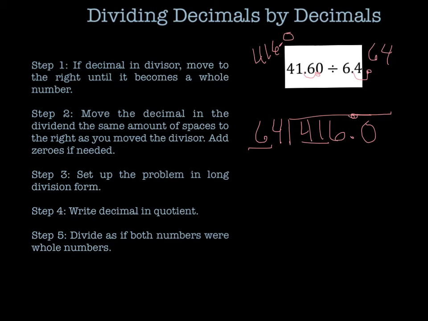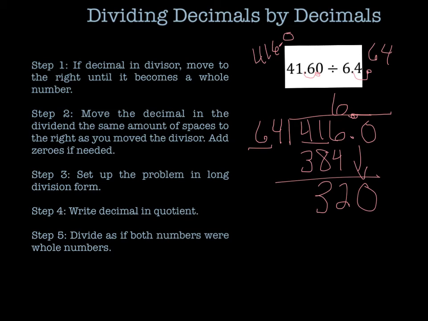And I know 6 times 7 is 42, so that's too much. So I'm going to come over to the side here and do 64 times 6 to see if that'll work. 4 times 6 is 24, carry my 2. 6 times 6 is 36, plus the 2 is 38. So I have 384. So that does work. So we are going to use 6 as our number. So we're going to say it goes in there 6 times, which gave us 384. Subtract 6 minus 4 is 2. 41 minus 38 is 3. Bring down your 0.